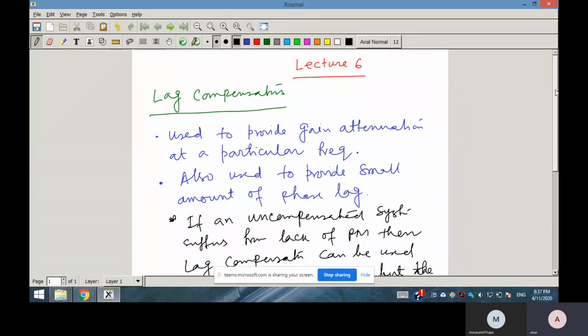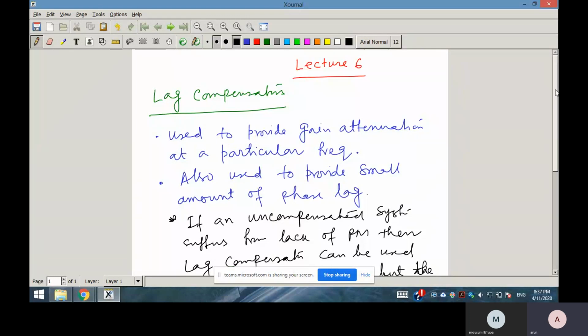So what will a lead compensator do? A lead compensator will make the system fast. That means it increases the gain cross frequency. So a lead compensator increases phase margin by providing phase lead. And the lag compensator compensates for phase margin by lowering down the gain curve. So this is the main difference between lag and lead.